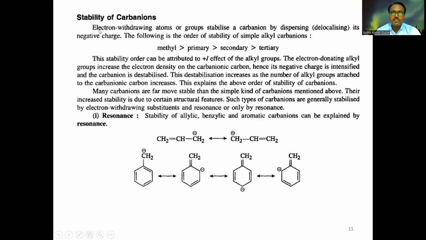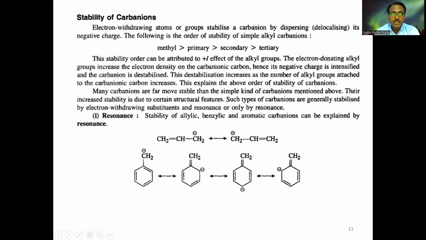If we try to check for the stability, in this case, they are negatively charged species. So if there is a plus I effect, that will decrease its stability. So the order of stability is reversed in this case. Methyl carbanion is the most stable, and the tertiary carbanion is the least stable, because it is already a negatively charged species to which we have attached plus I effect contributing substituents, which is going to further increase the electron density at the carbon atom. So for that reason, it decreases its stability.